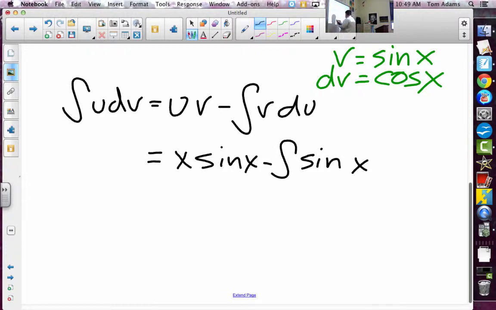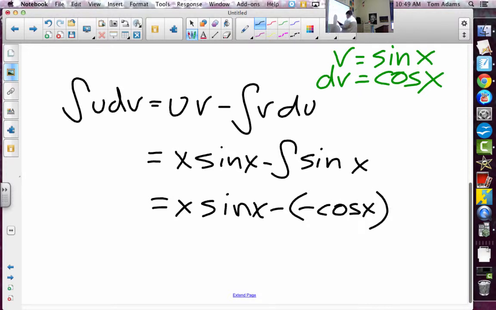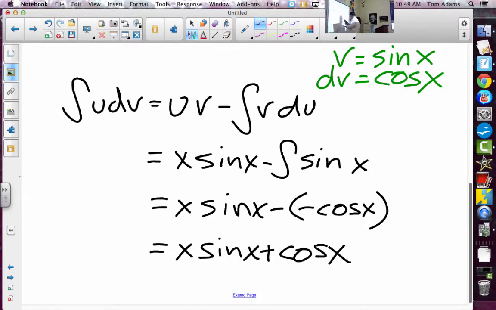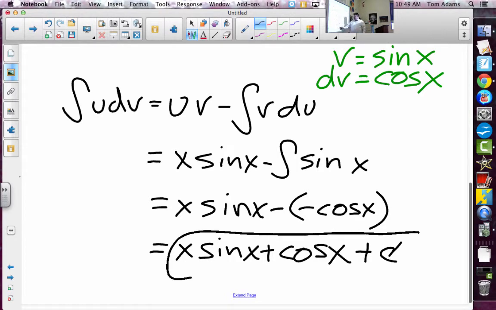Well, the integral, or antiderivative, of sine of x is just negative cosine. And so I get x sine of x plus cosine of x. And then remember on the end, because we don't have a particular solution, we don't have a point on the line or any additional information, that represents a family of functions. So we tack on the plus c.